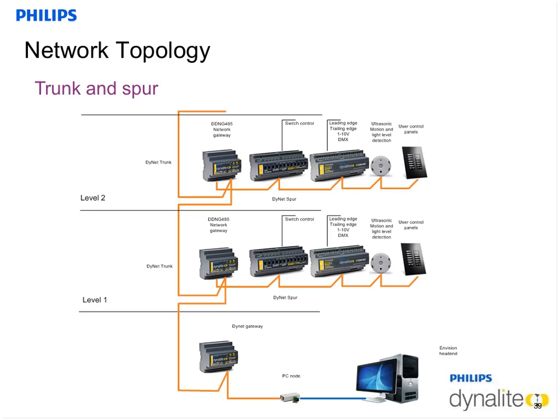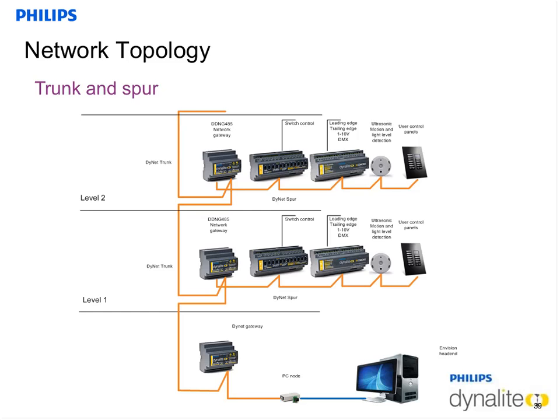Now, if anybody is hearing about KNX, KNX has a different type of topology. It's even wider. But because it's even broader, it's even freer, it can have its own problems in terms of identifying faults. So in terms of Dynalite, it's daisy chained in a trunk and spur topology.